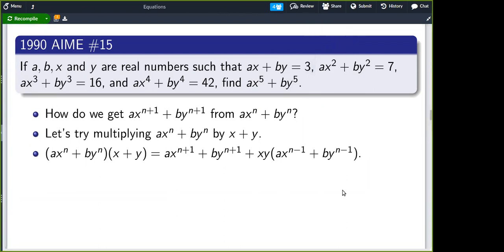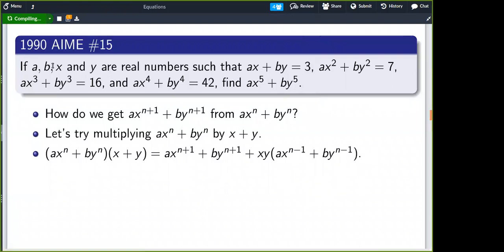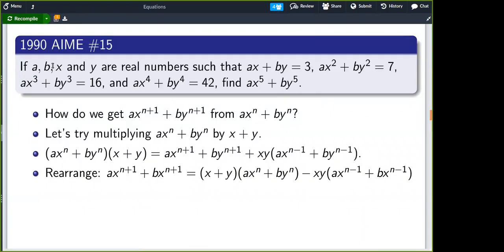ax plus by, and then we have ax squared plus by squared, and we have ax cubed plus by cubed. So we have some sort of recursion here for the terms in that sequence. And so we have the first four initial terms. So we can use that to find what x plus y and xy are. So let's let s be x plus y, and we can let p be xy.